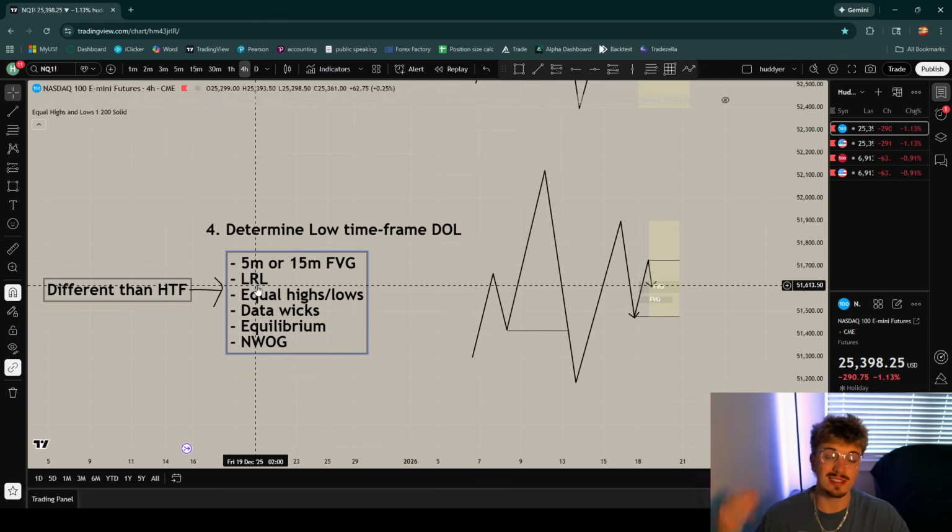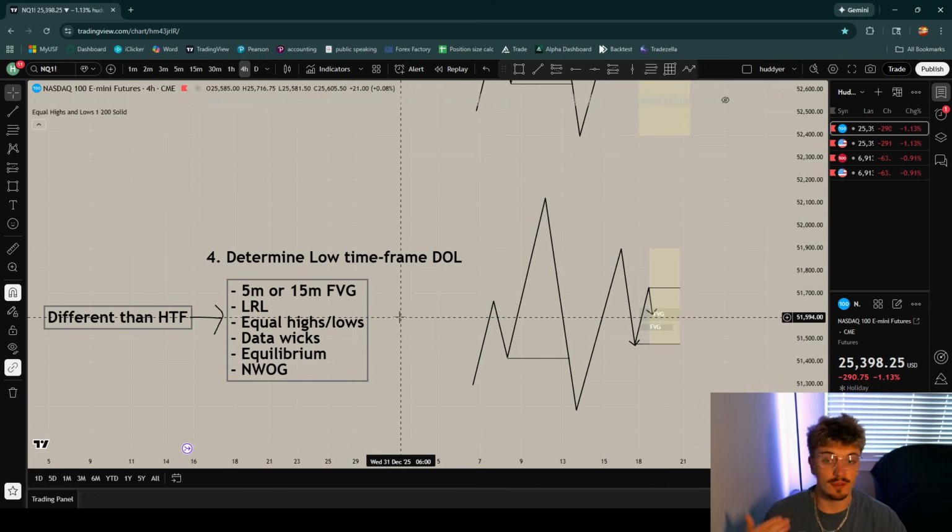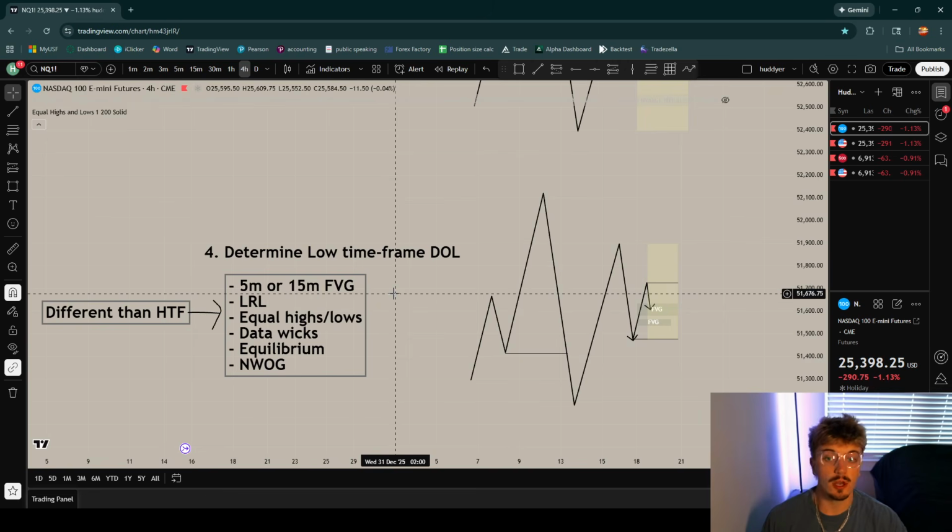Because we have things like low resistance liquidity. If you guys don't know what low resistance liquidity is, go figure it out in a different video, okay? Like I said, this is not for beginner traders. We can have something like low resistance liquidity, equal highs or lows, a data wick. We could have equilibrium of some sort of higher time frame range. Those are going to be our lower time frame DOL.